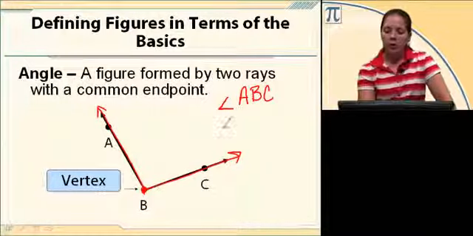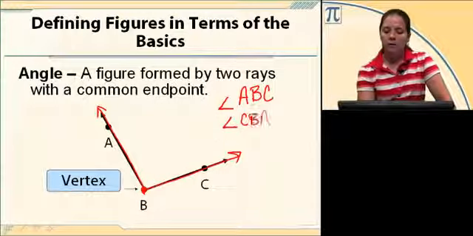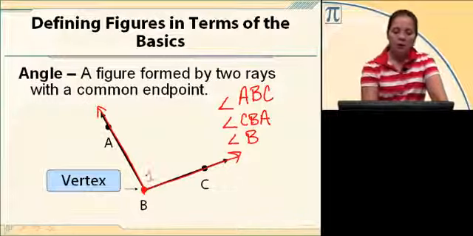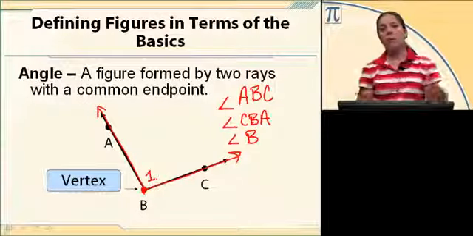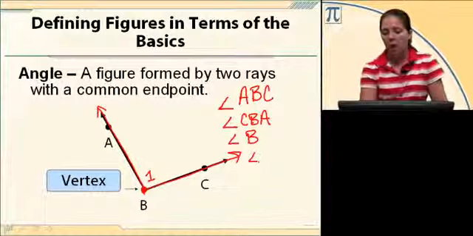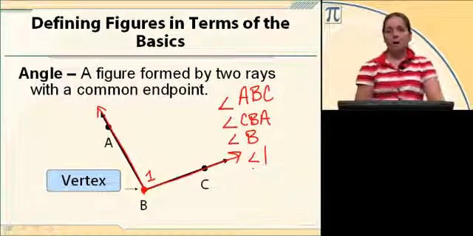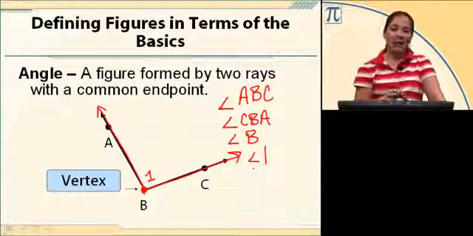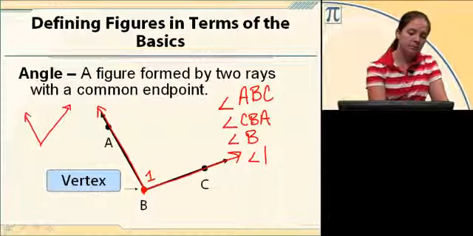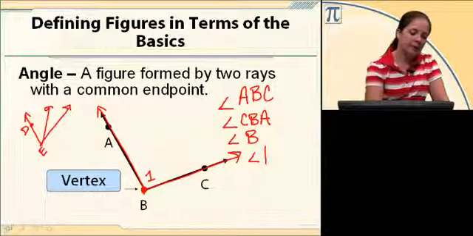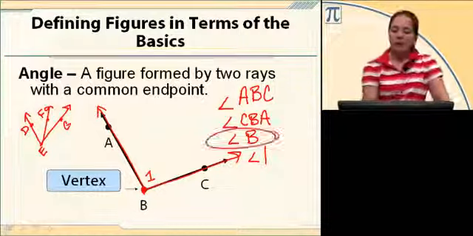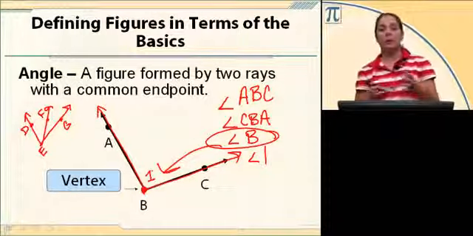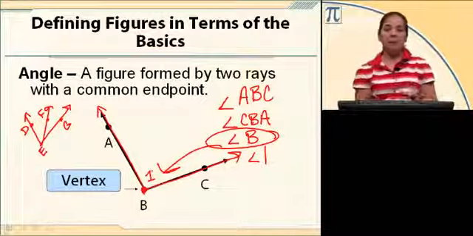We could also call this angle CBA. We could call this angle B. Sometimes you're going to see a 1 or a number inside. We can call this angle 1. Now if you have more than one angle at that vertex, so let's say I have D, E, F, and G. Here I said we can name this angle angle B. Notice there's only one angle with vertex B.